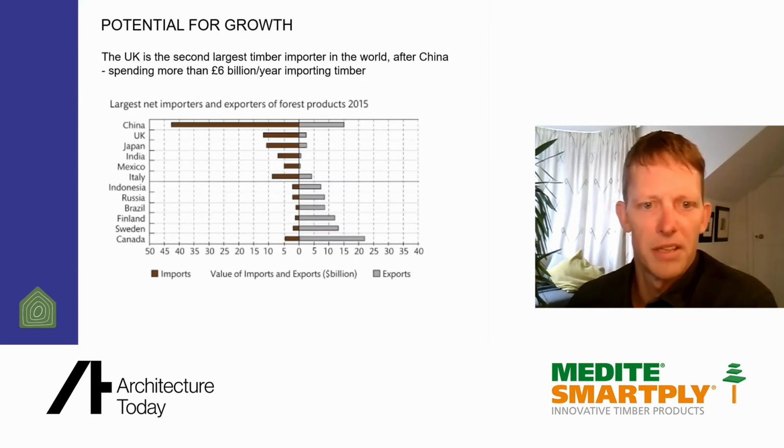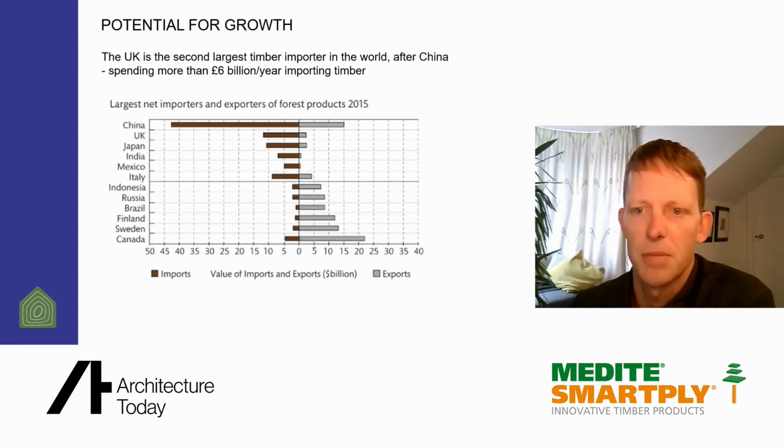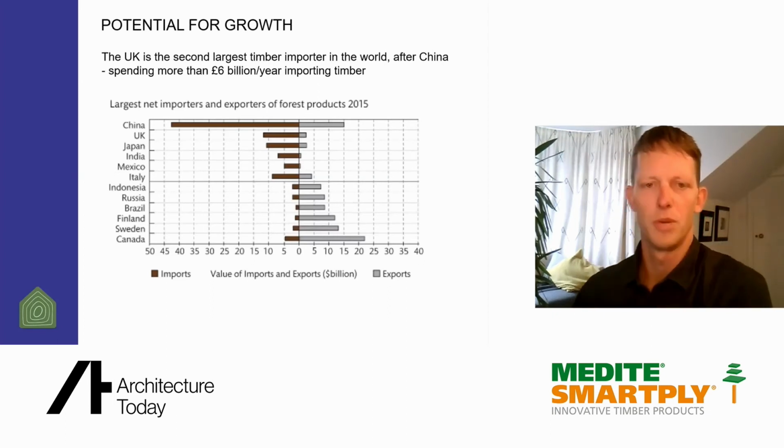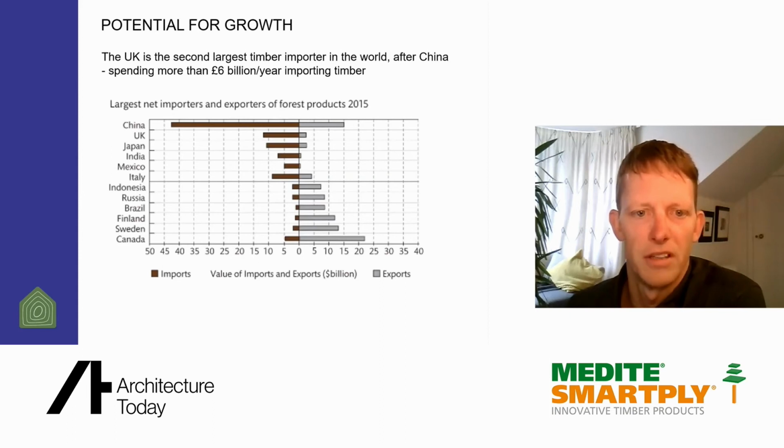A couple of other little bits of information that you may not have been aware of. It was certainly a surprise to me to learn that the UK is the second largest importer of timber in the world after China. We are spending more than £6 billion every year importing timber to this country. And I think you'll all agree, having seen what has happened in the last 6 months with our supply chains, that we should be doing all we can to avoid such high levels of import.